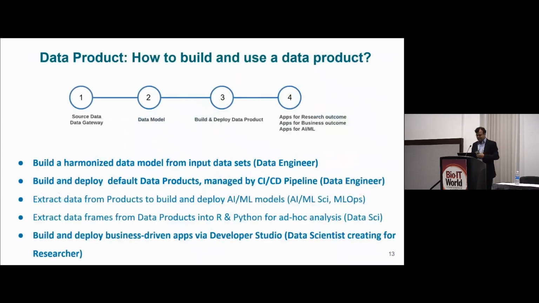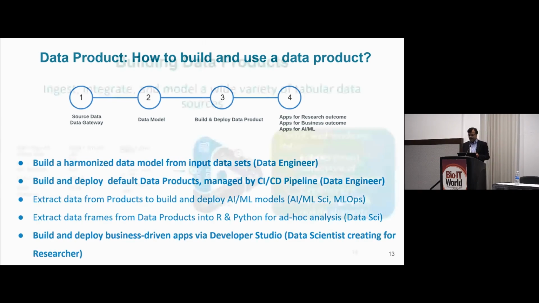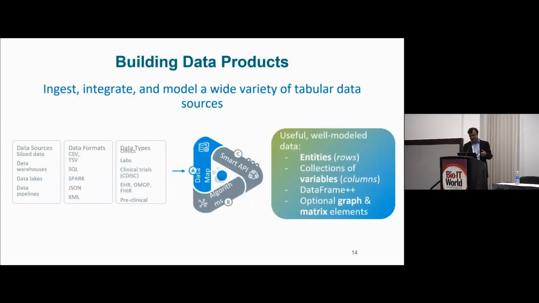So a data product, we typically build in four stages. Take the data, create a harmonized model with the input data sets. We help you do that. The system allows you to do that. You build and deploy data products using an automatic CI/CD process inside it. And then researchers and AI/ML scientists build the apps respective to their study. So this allows us to ingest and integrate a model with a wide variety of tabular, but also unstructured data.